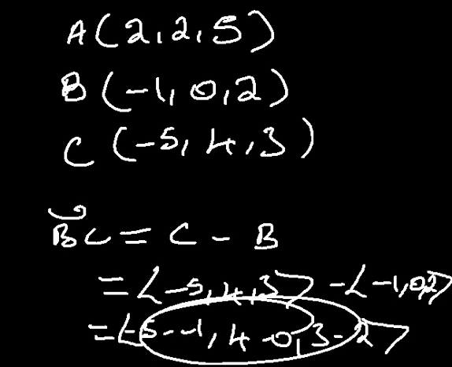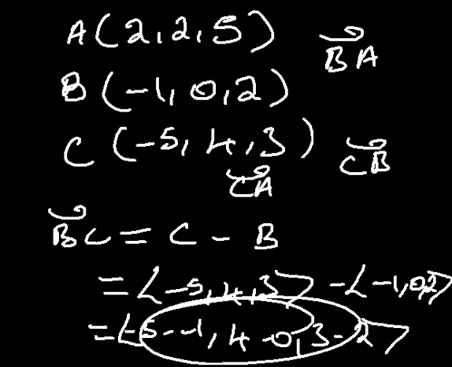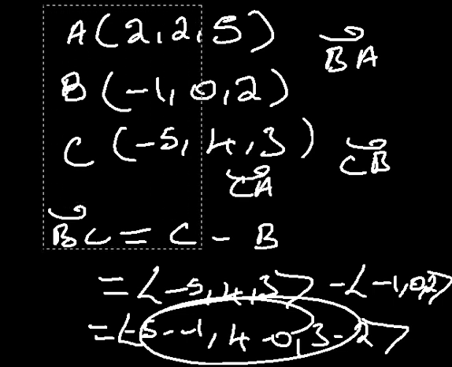So we'll have that. Try to complete that, and also try to find vector CA. What is the vector CA? And what is the vector BA? And what is the vector CB? So try to find those vectors in that way.